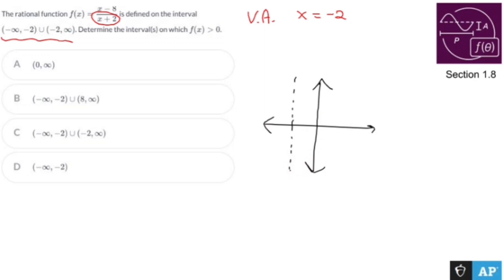Thing number 2 that I need to be cognizant of is, sorry, getting another color. I care about the zeros. The zeros, where my line crosses the x-axis, where there's a change in positive versus negative, is just going to be one of them, and that's where the numerator is 0. So if x minus 8 is 0, then x equals 8 is going to be a 0. So way over here at 8, my line is going to cross the x-axis.